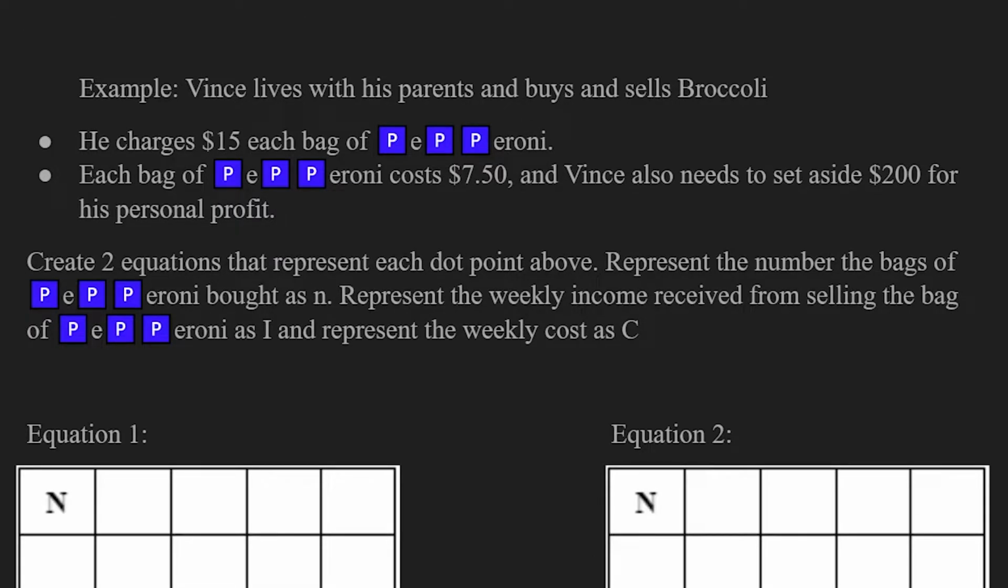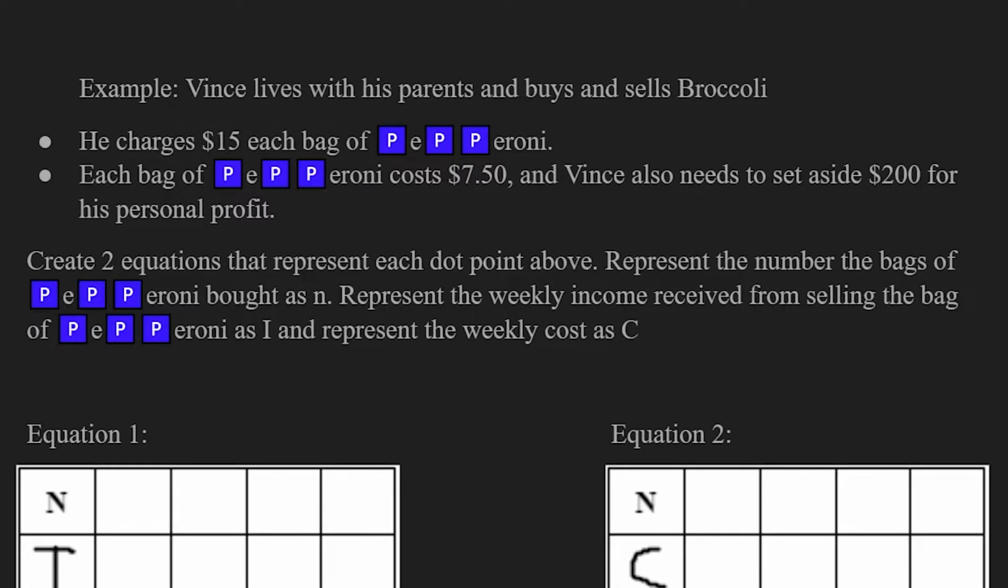There will be two equations to solve. On the left is the first equation, and on the right is the second, and they will reflect the number of bags of broccoli that were purchased. Therefore, N will be the first row, the top row. The second equation will also have the same result because they both represent the same number, the bags of broccoli.